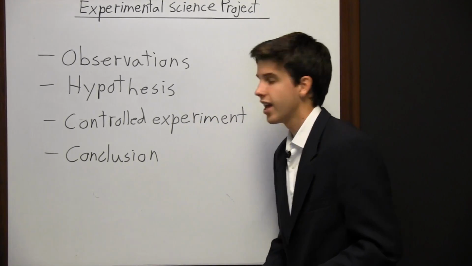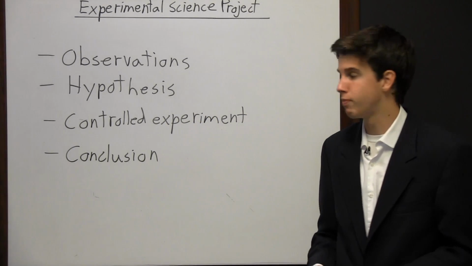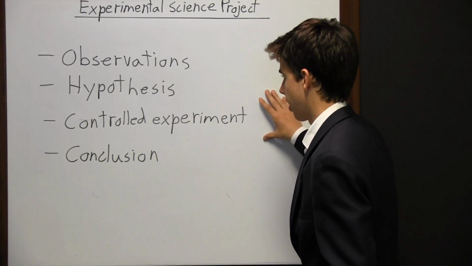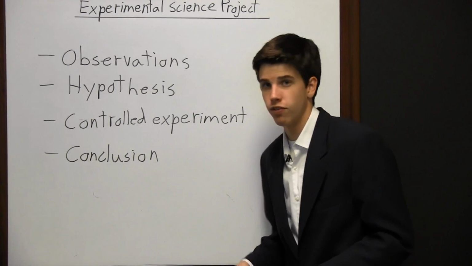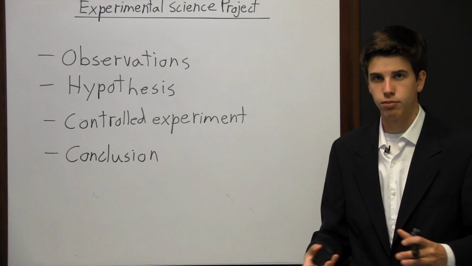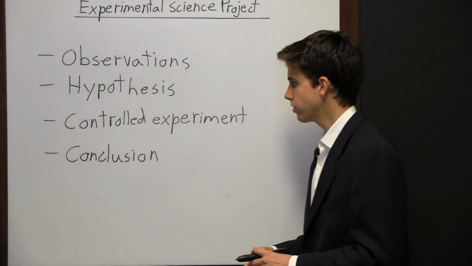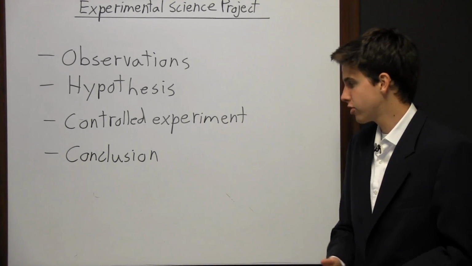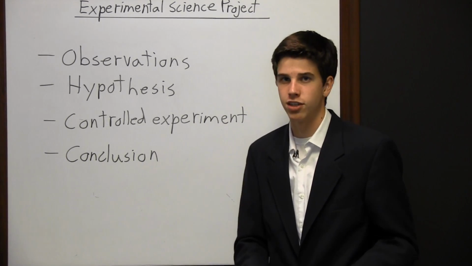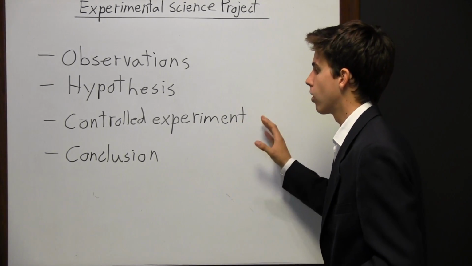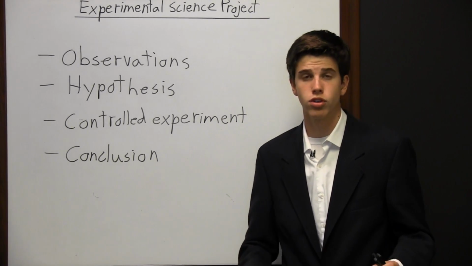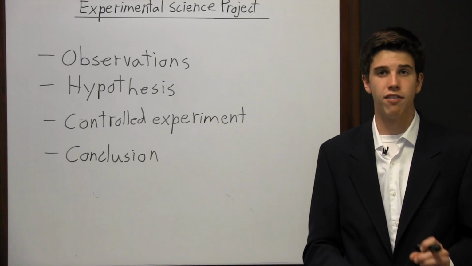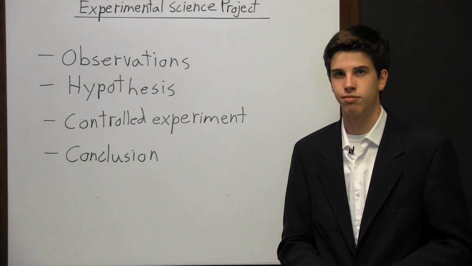And so your conclusion is now fact because you backed it up by experimental data. Now, of course, an experiment can always be fallible, and many popular beliefs once proved by experiments have now been overturned by other experiments, but still when you have a conclusion, you're accepting that as fact because you have backed it up with data. So those are the 4 basic steps of an experimental science project.